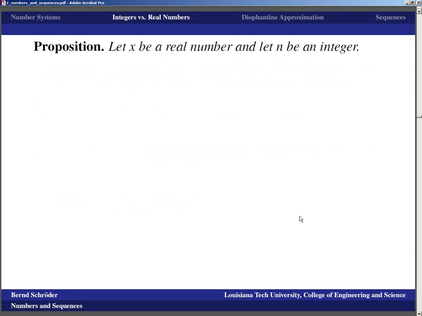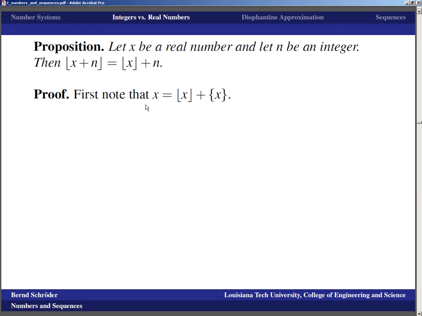Okay, what we can do then is talk about a real number and an integer, and talk about a few properties of the greatest integer function. For example, the greatest integer below x plus n is the greatest integer below x, plus n. That's fairly simple to prove because we know that x is the greatest integer below x plus the fractional part of x. And that means that the greatest integer below x plus n is the greatest integer below the greatest integer below x plus the fractional part of x plus n. And these two things are integers, right?